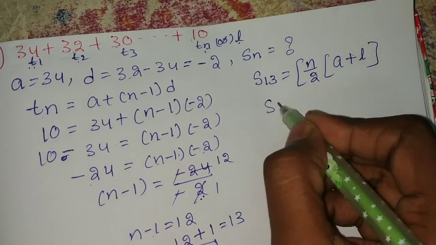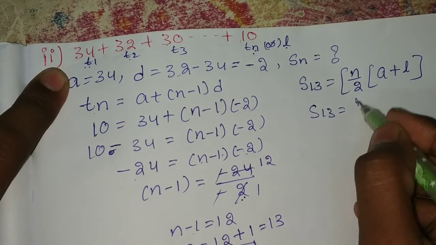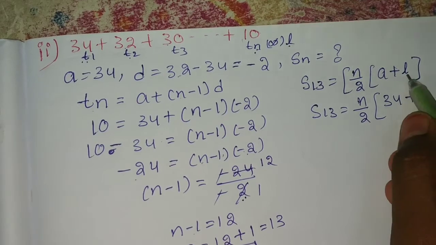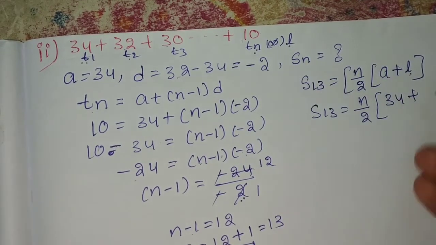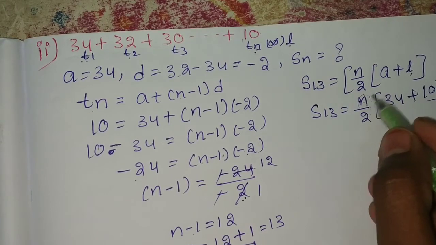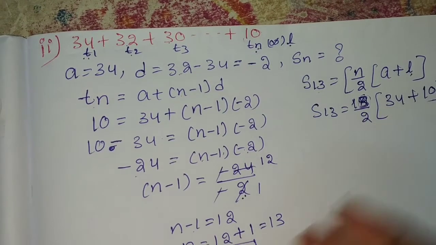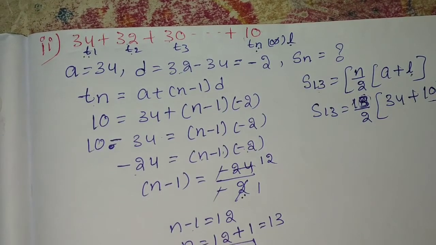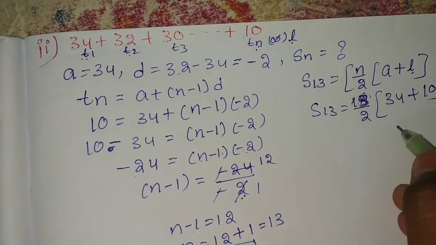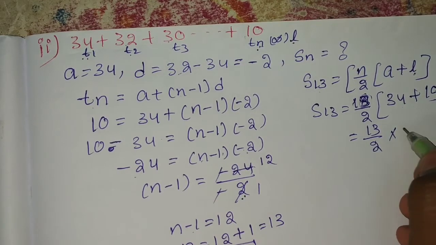So S13 is equal to, what is a here? a is 34. n by 2 into 34 plus, what is L here? The last term, that is 10. Sorry, I didn't write it here. What is n here? n is 13. Write down 13 by 2 into (34 plus 10). Now tell me what is 34 plus 10? We get 44.